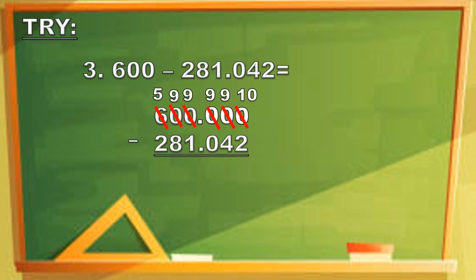Okay, let's subtract from right to left. 10 minus 2 is 8. 9 minus 4 is 5. And then 9 minus 0 is 9. Okay, and then we put our decimal point. 9 minus 1 is 8. 9 minus 8 is 1. And 5 minus 2 is 3. Okay, so the answer is 318 and 958 thousandths. Did you get the same answer? Okay, very good.